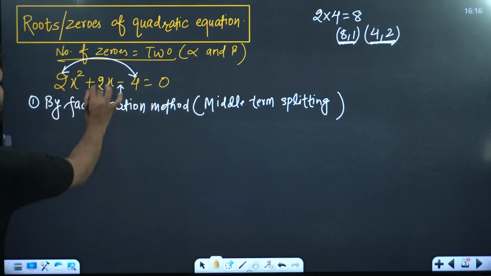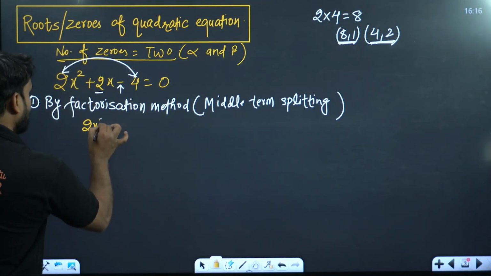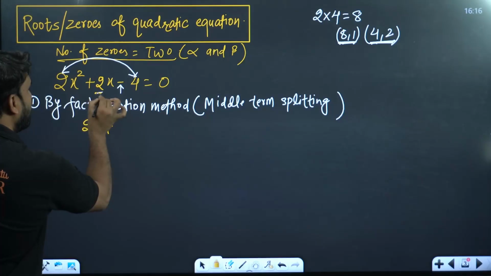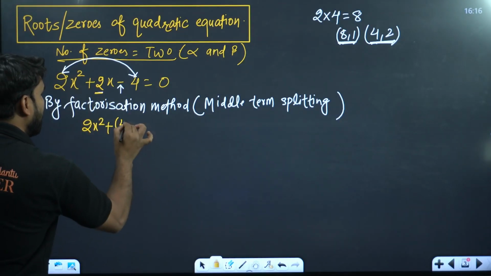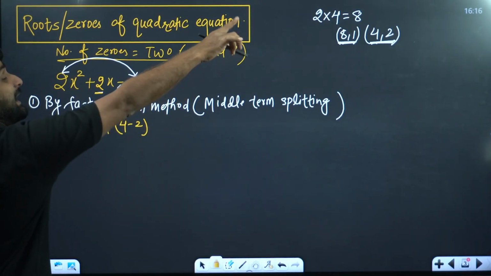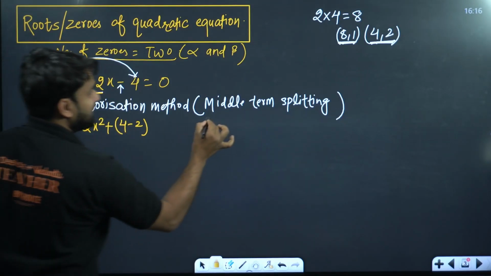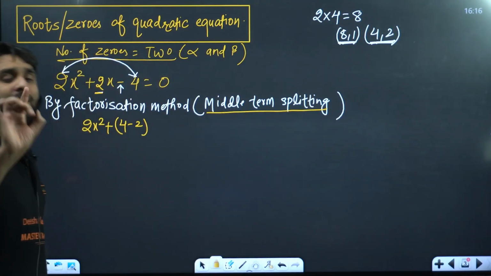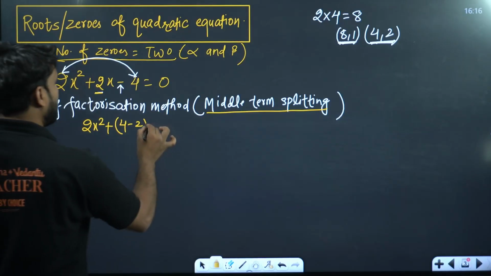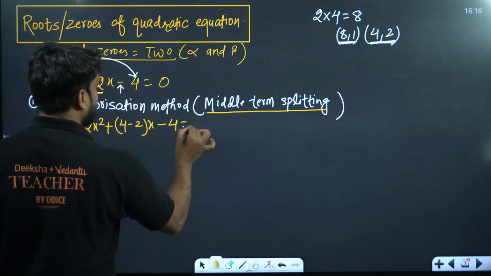So let's put here 2x square, and in place of 2x, it can be split as 4 minus 2. We have split the middle value into two parts, and that is why it is called the middle term splitting method. So 4 minus 2 into x minus 4 is equal to 0.